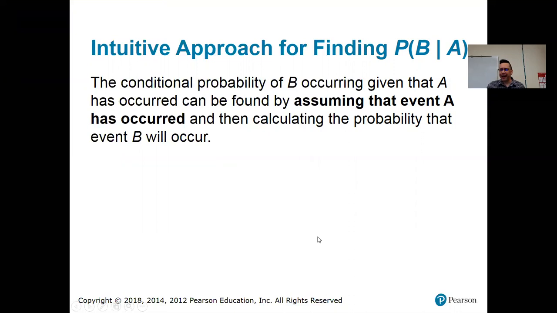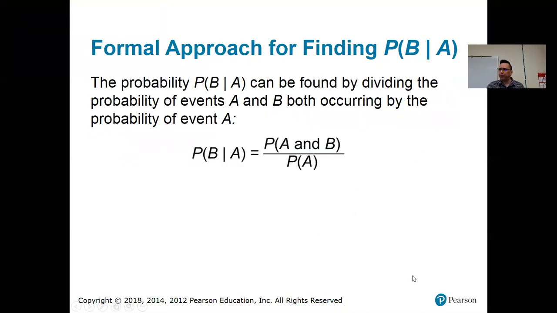The second way is to use a formula. So here is the formula for the probability of B given A. You find the probability that A and B both occur, and you divide that by the probability that A occurs.